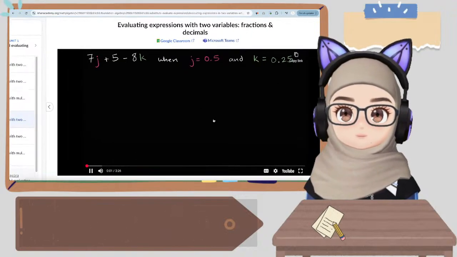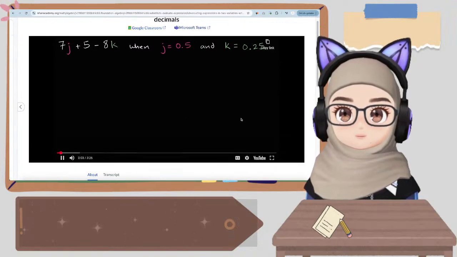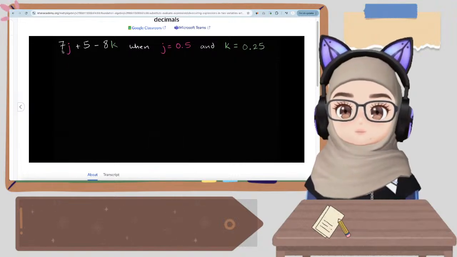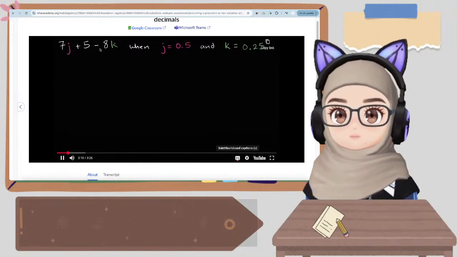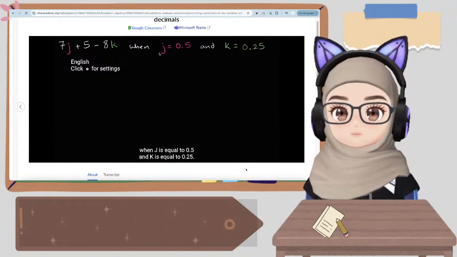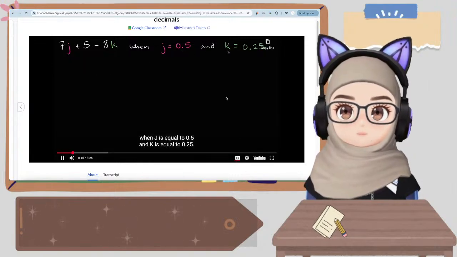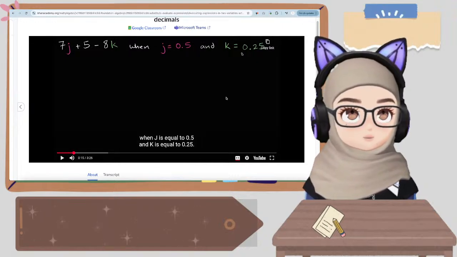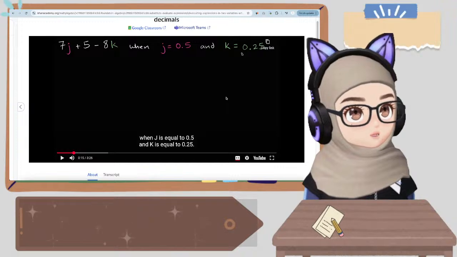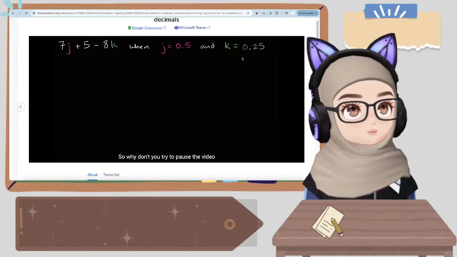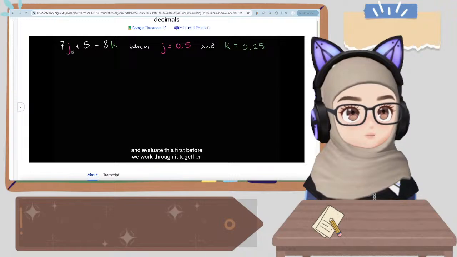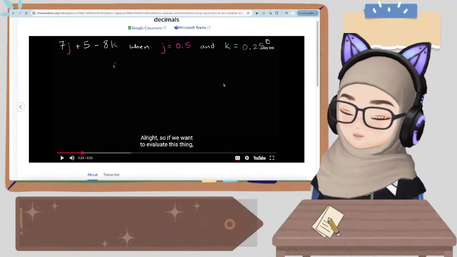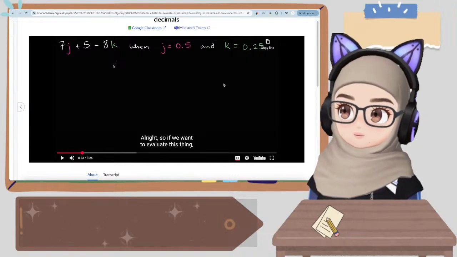Let's see if we could give ourselves some practice evaluating expressions that have two different variables in them. So let's see if we can evaluate the expression 7j plus 5 minus 8k when j is equal to 0.5 and k is equal to 0.25. We're getting the exact same question that we just answered. So why don't you try to pause the video and evaluate this first before we work through it together. I tried and failed, and I would love to know where.